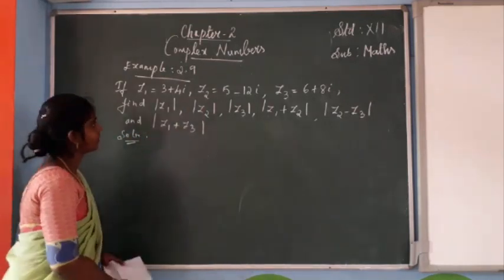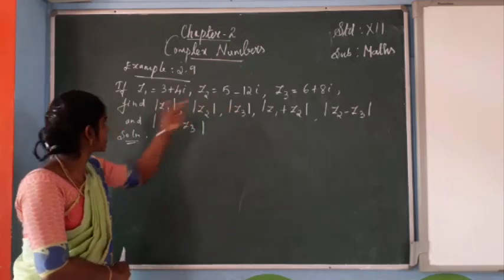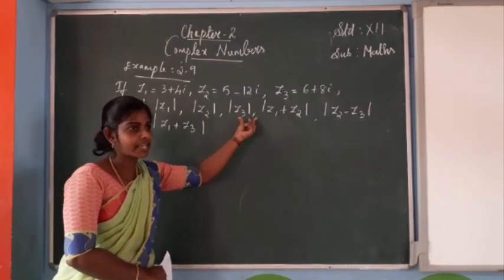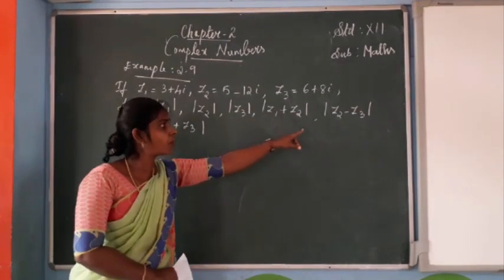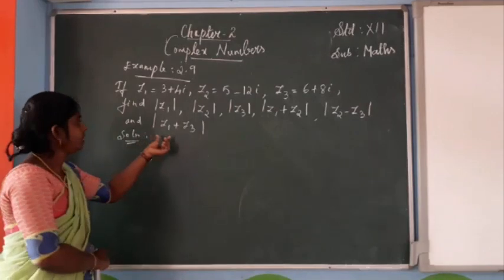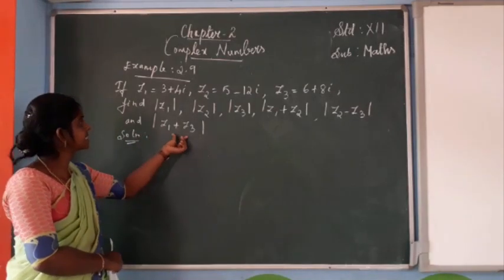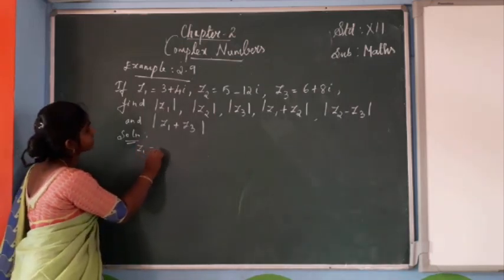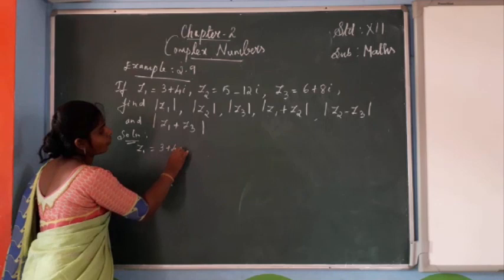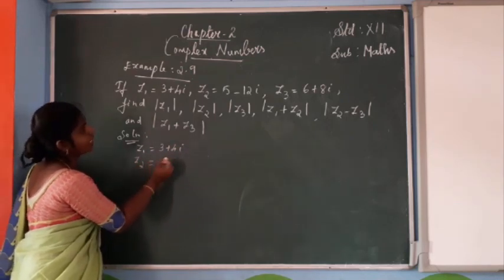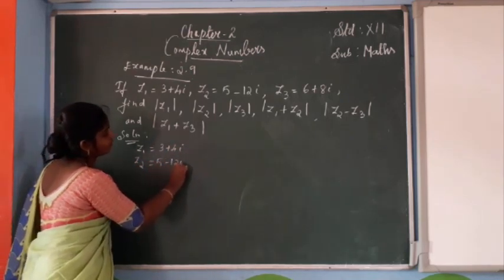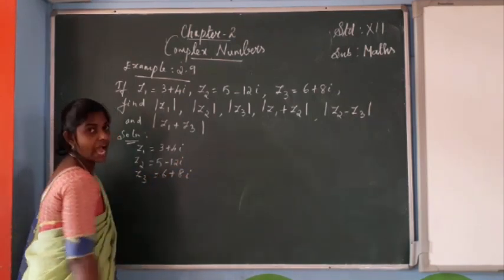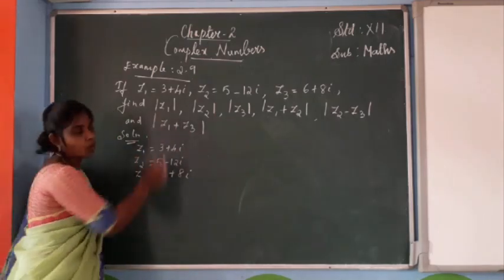So first you write what is given. z1, z2, z3 are given. You have to find modulus z1, modulus z2, modulus z3, modulus z1 plus z2, modulus z2 minus z3, and modulus z1 plus z3. First you have to write the given data, that is z1 is equal to 3 plus 4i, z2 is equal to 5 minus 12i, z3 is equal to 6 plus 8i. So first we can find modulus z1.